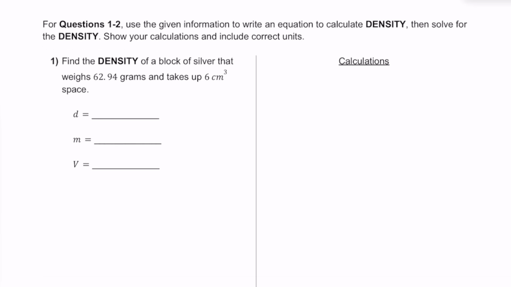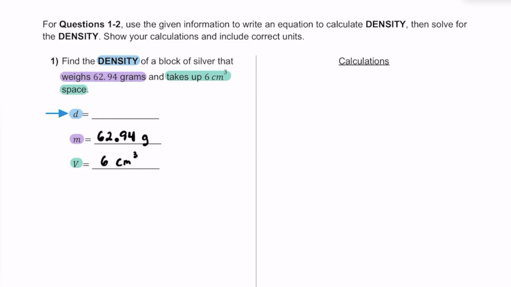For these first two examples, let's start by solving for density. For number one, we're going to be solving for the density of a block of silver. We know how much it weighs and how much space it takes up. We're told that it weighs 62.94 grams, so that must be the mass. Let's write that down as 62.94 grams. And when we're told that it takes up 6 cubic centimeters of space, that tells us the volume of this block of silver, so that's going to be 6 cubic centimeters.